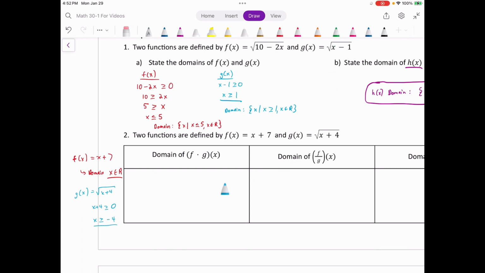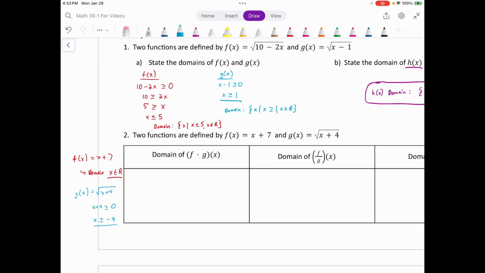So in order to use either of these, this one's not going to give us much in terms of restrictions, because f is on top. x could just be any real number. This one though, if x needs to be greater than or equal to -4 for g of x to be defined, then anything that involves g of x is going to need x greater than or equal to -4 for it to be defined, okay?